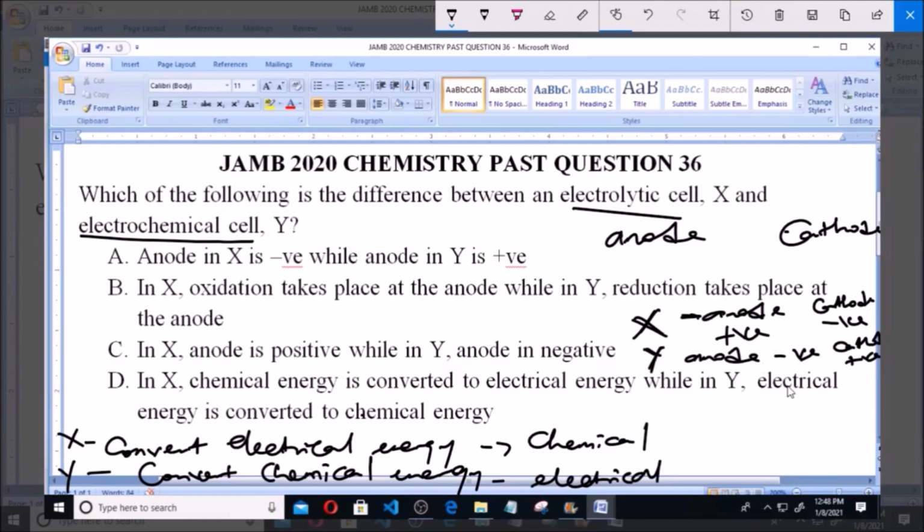Now let's go back to the question. The question is asking us for the difference between these two types of cells. Now the answer to this question is option C, which says in X anode is positive, just like I have said, while in Y the anode is negative. So that is the answer to the question. Option D is wrong because in X, which is an electrolytic cell, it converts electrical energy to chemical energy and not chemical energy to electrical energy. So that's made it wrong already. So the right answer to this question is option C.